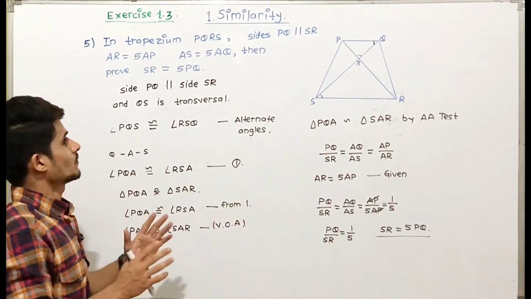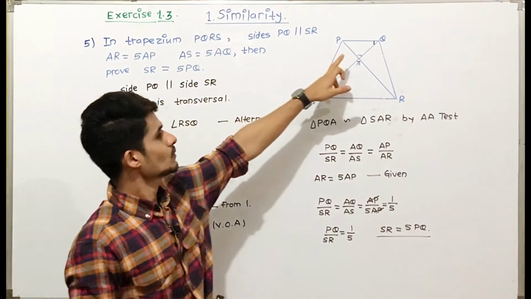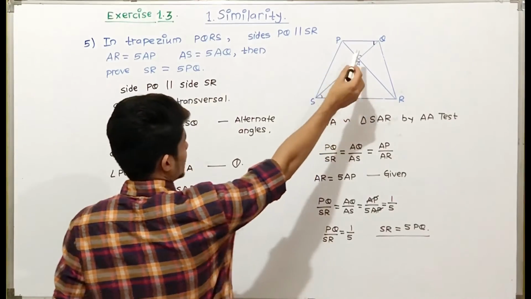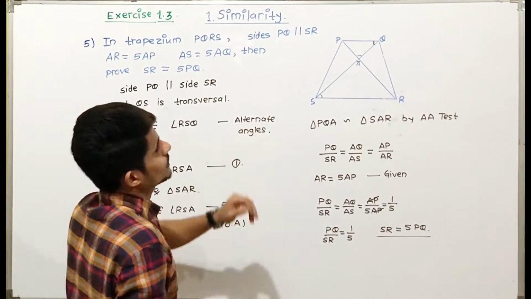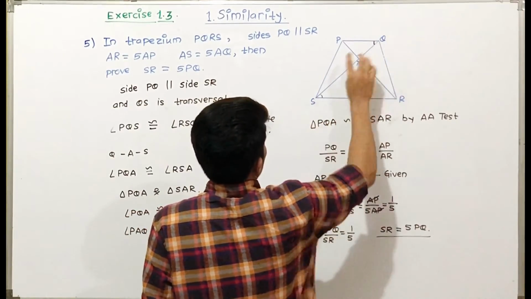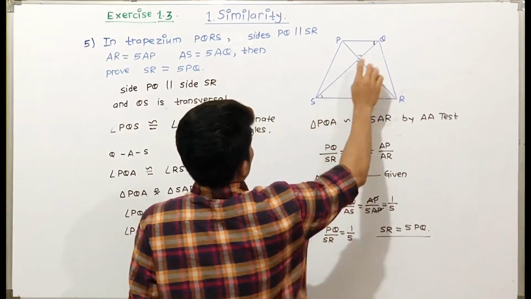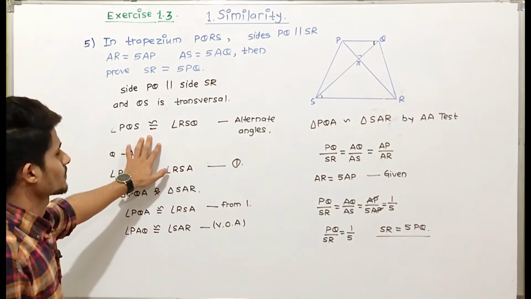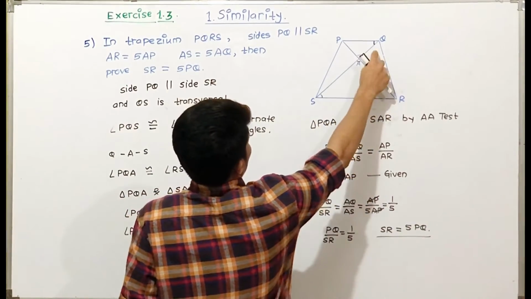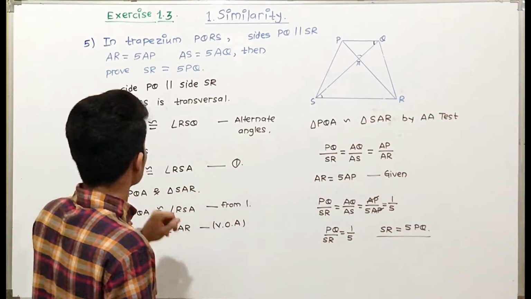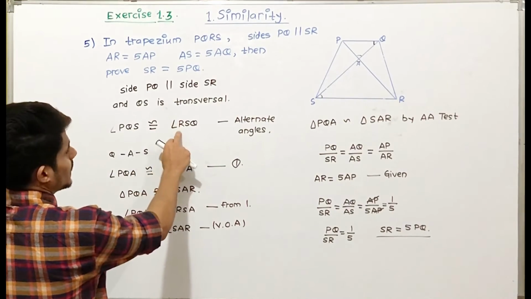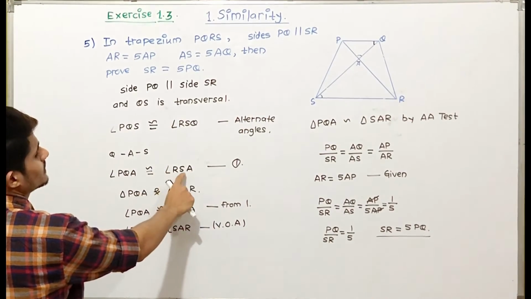So in this sum, firstly it is given that PQ is parallel to SR. So we'll take PQ parallel to SR and QS as transversal. Once we take QS as transversal, we have two alternate angles, that is PQS and RSQ. So alternate angles are equal. Now we have A in the middle of QS, so instead of writing PQS, we can write PQA. Similarly, instead of writing RSQ, we can write RSA.